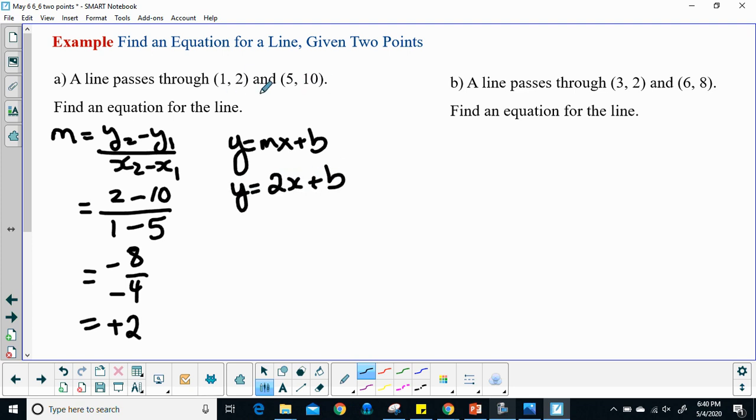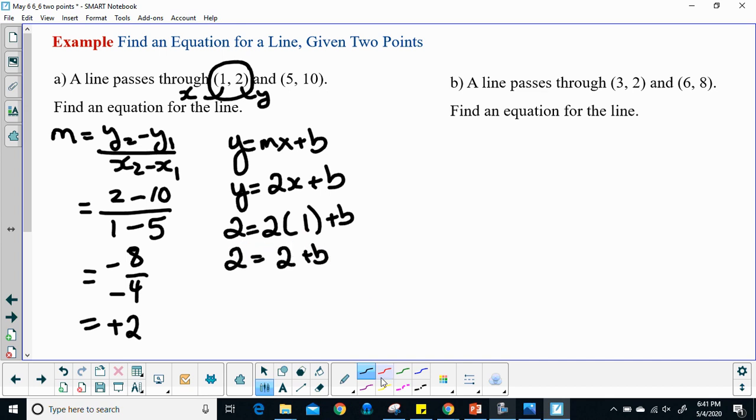And then I pick either one of these points. It does not matter. I'm going to pick the (1, 2) because the numbers are smaller. It makes my life easier. So the y value, remember, is our 2. The x value is the 1. So for y, we're going to put in 2 equals 2 times our x value, 1, plus b. Let's simplify and rearrange here. So we've got 2 equals 2 times 1, which is 2, plus b.